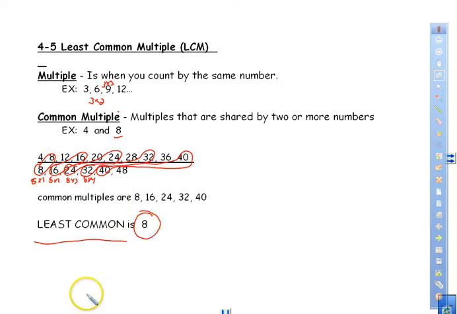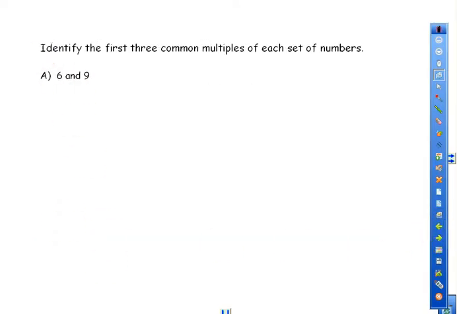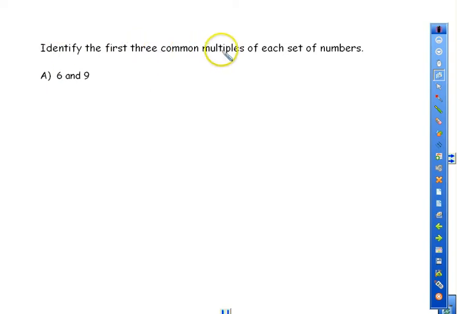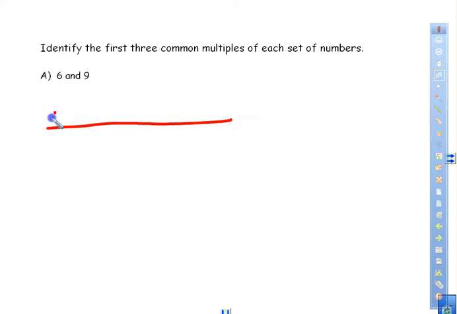Okay? So let's go ahead and look at our first problem, and it says again that we are needing to identify the first 3 common multiples of each set of numbers. So we are going to list them. And we're going to start with the numbers given, so 6, and then we're going to add 6 more to that, which is 12, and 6 more to that is 18, and 6 more onto 18 would be 24. And 6 more onto that is 30.